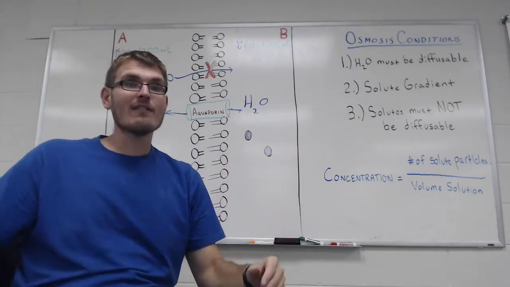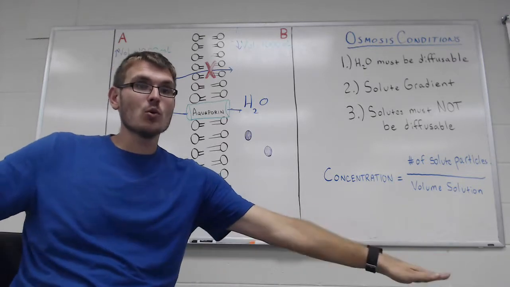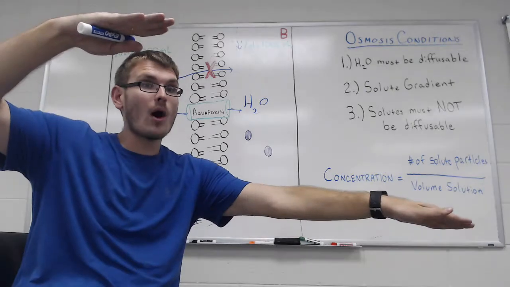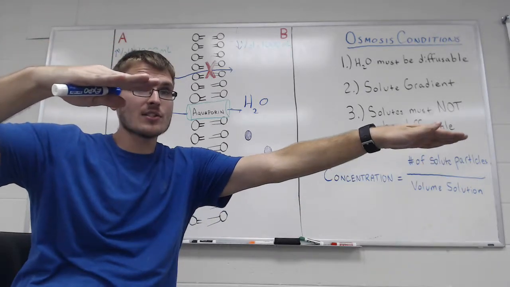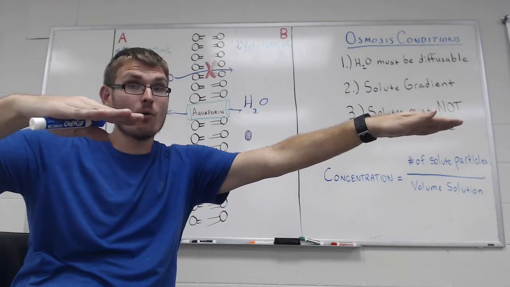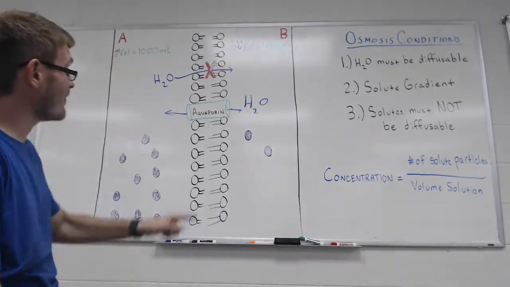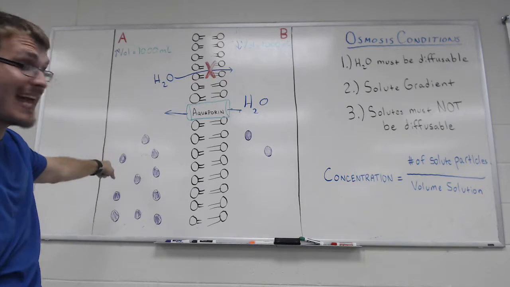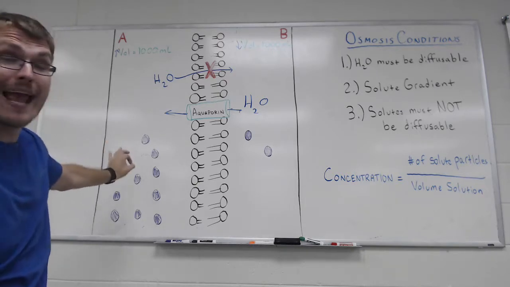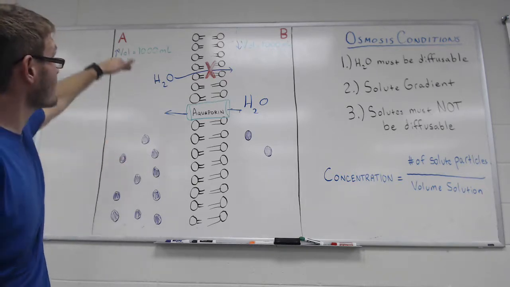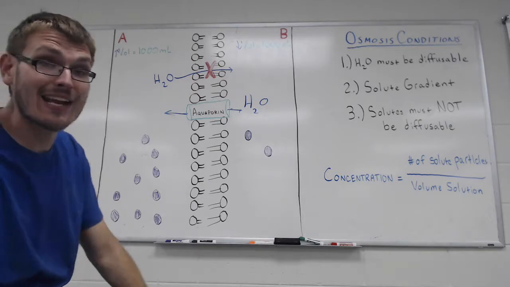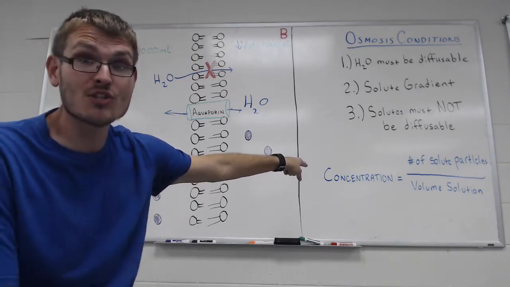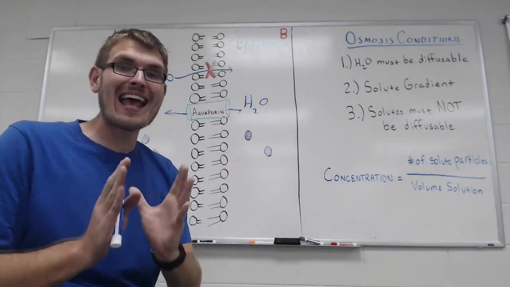So if side B is too low and side A is too high, we are going to have water move until those concentrations are about equal. We always know that we're going to have 2 molecules over here and 10 molecules over here. We can't do anything about the number of molecules, but we can decrease and increase the volumes on both sides until those concentrations are equal. So that is the essence of osmosis.